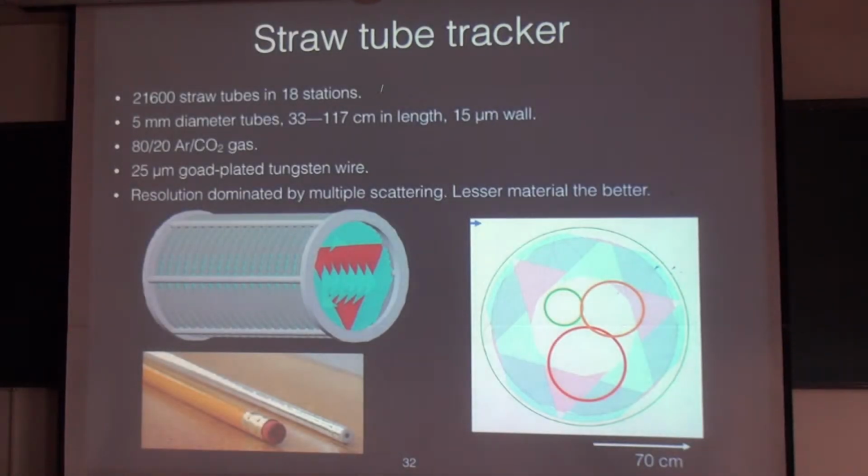Okay. And this is the straw tube tracker. It has 18 stations of tubes. They are very thin tubes, as we want to reduce the material as much as possible. Each station has 3 sectors, and the next one rotates by 30 degrees, so as to cover the outside of the cylinder and leave the center part empty.